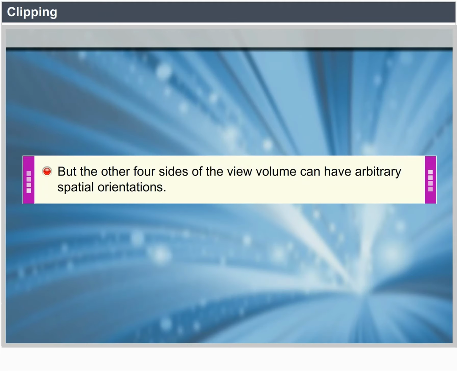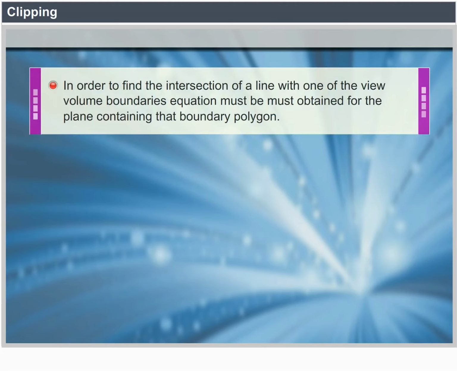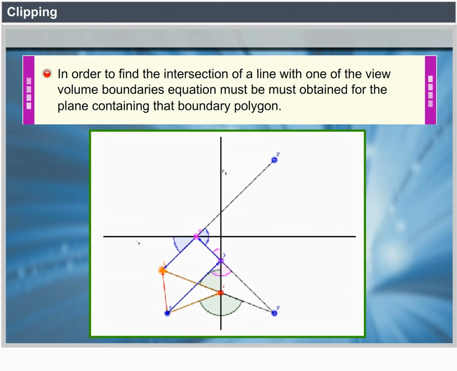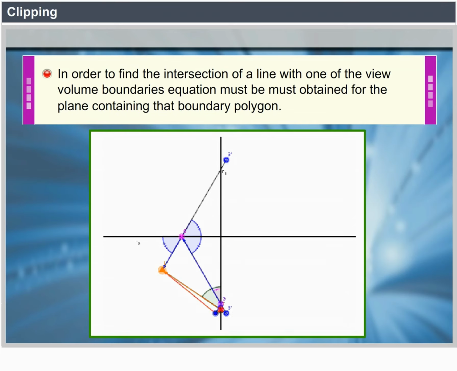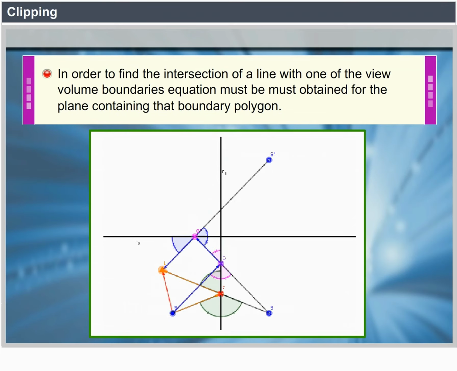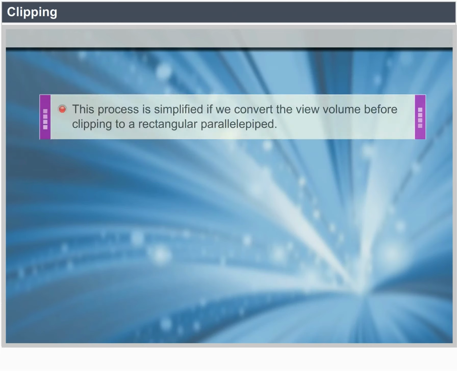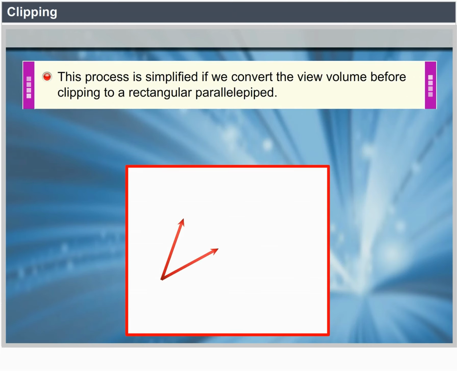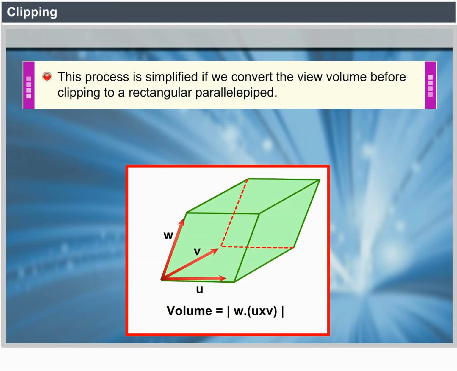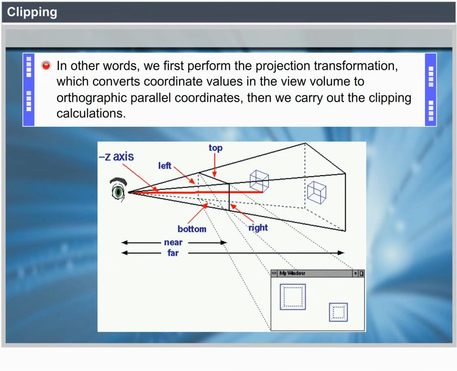But the 4 sides of the view volume can have arbitrary spatial orientations. To find the intersection of a line with one of the view volume boundaries means that we must obtain the equation for the plane containing that boundary polygon. This process is simplified if we convert the view volume before clipping to a rectangular parallelepiped. In other words, we first perform the projection transformation, which converts coordinate values in the view volume to orthographic parallel coordinates. Then we carry out the clipping calculations.